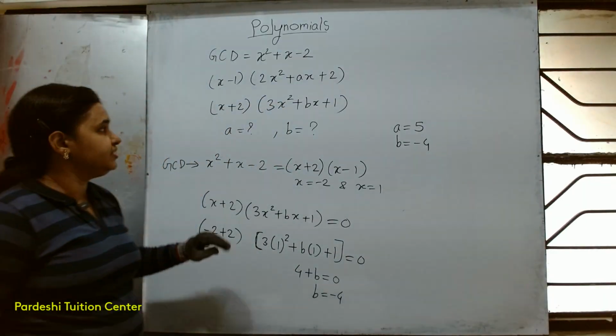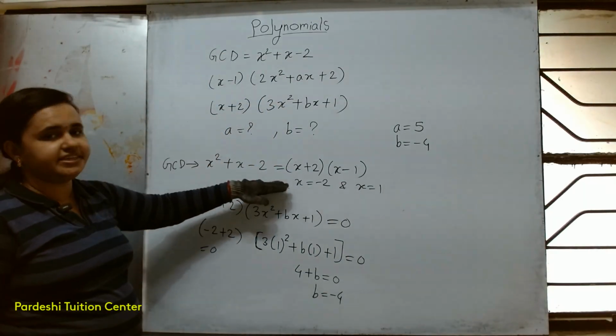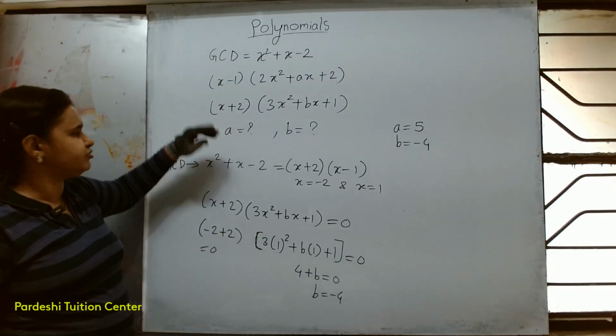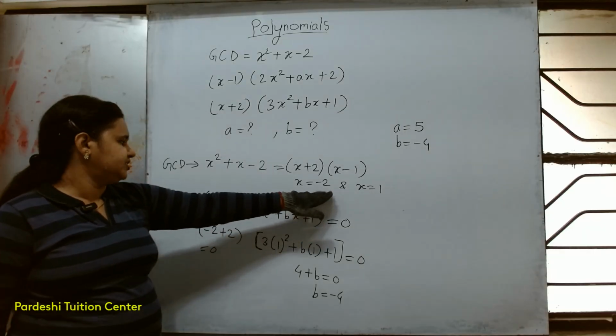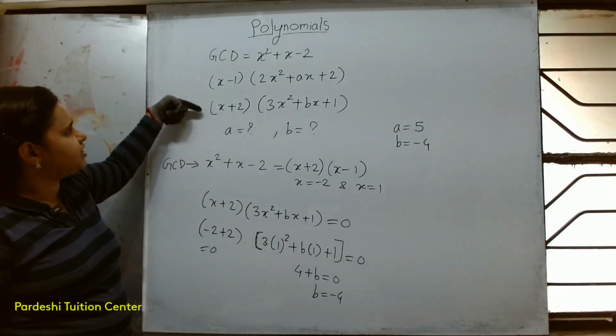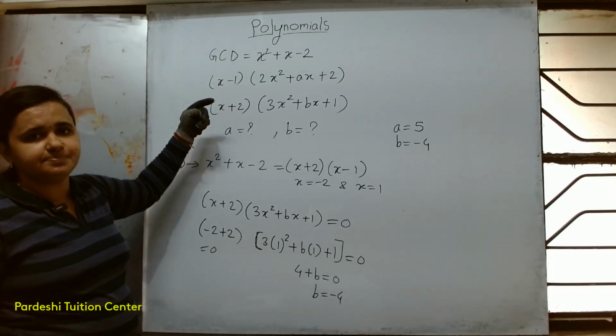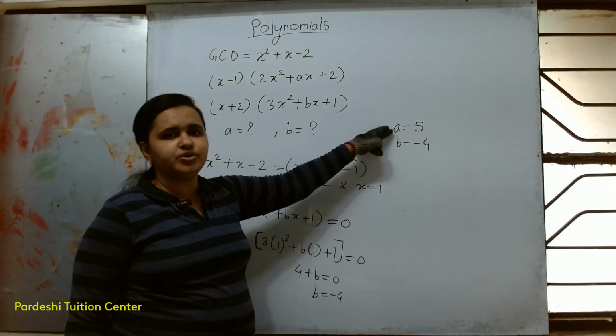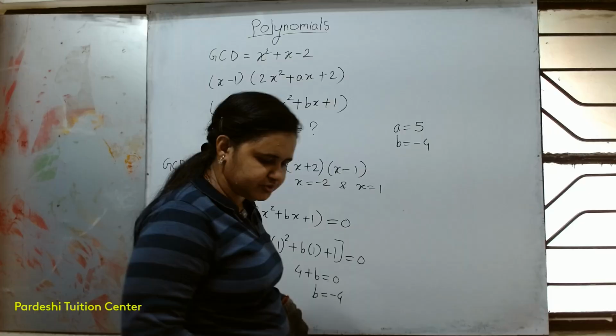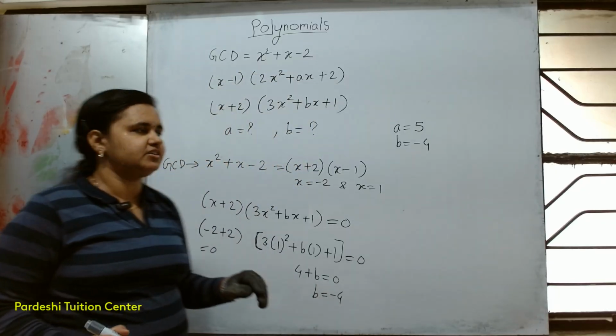Understood up to this? We have found the factors of the GCD of these two expressions. Then we put these factors in both polynomials to make them 0. So we have found a as 5 and b as minus 4. So the option is the second one, 5 and minus 4.